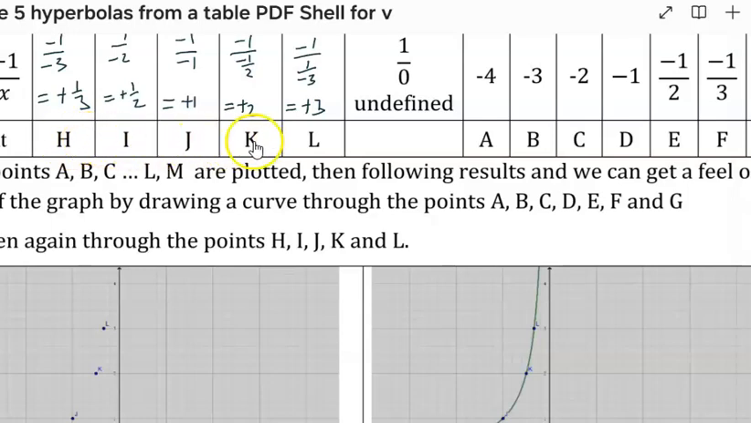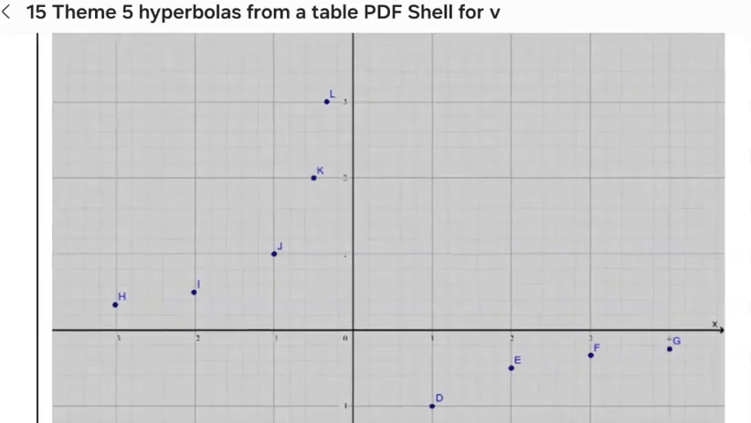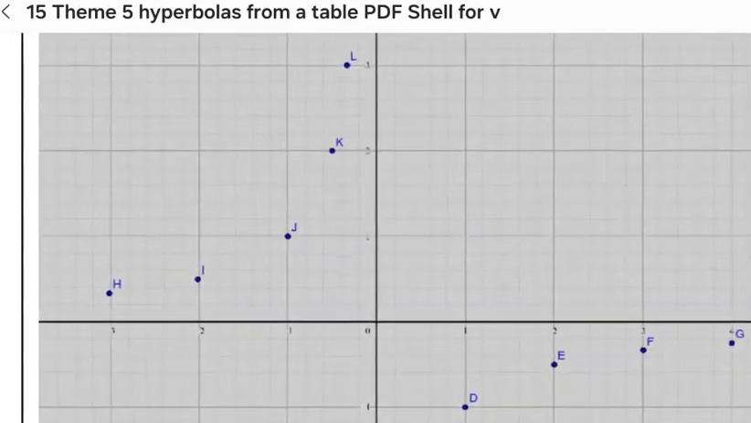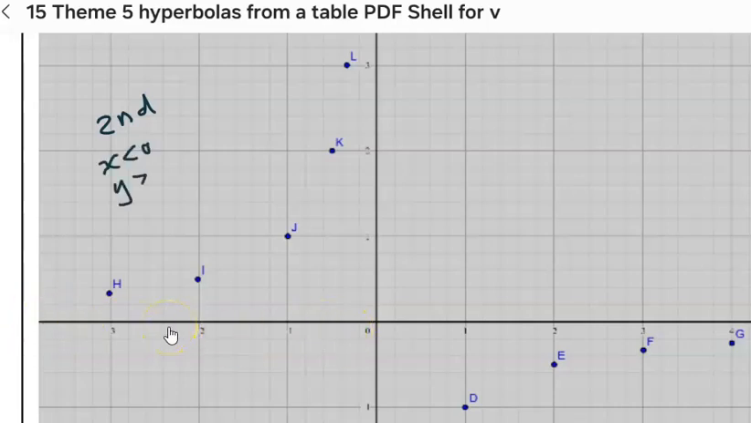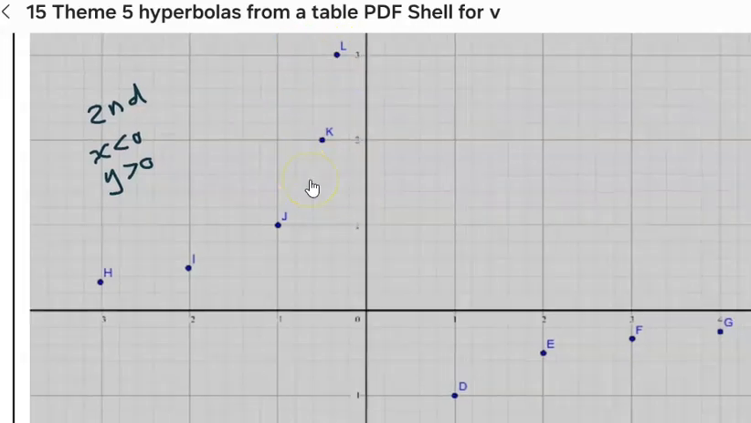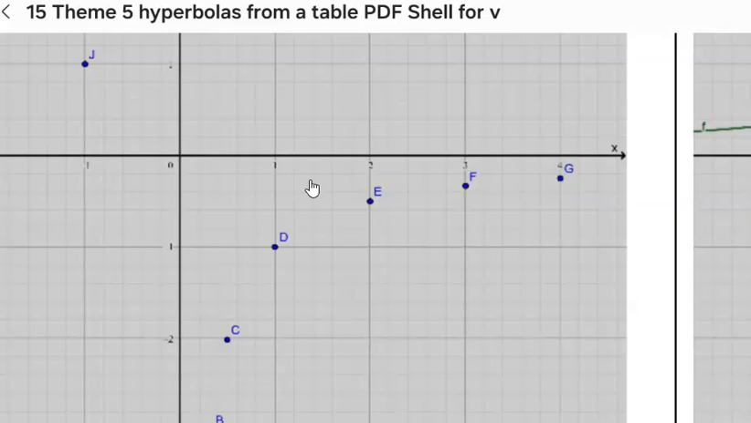Again, I labeled the points here as before. I've plotted these values, and you will notice that on the left hand side, this is my second quadrant, where x is negative but y is positive. All the y values are positive. If I look on the right hand side, this is my fourth quadrant. Here my x is positive but my y is negative.